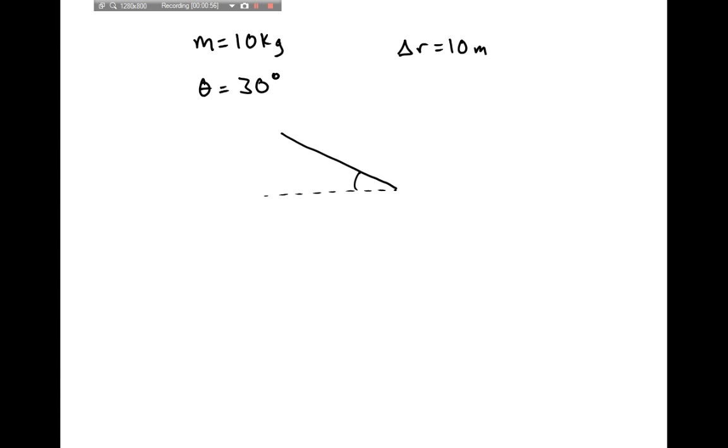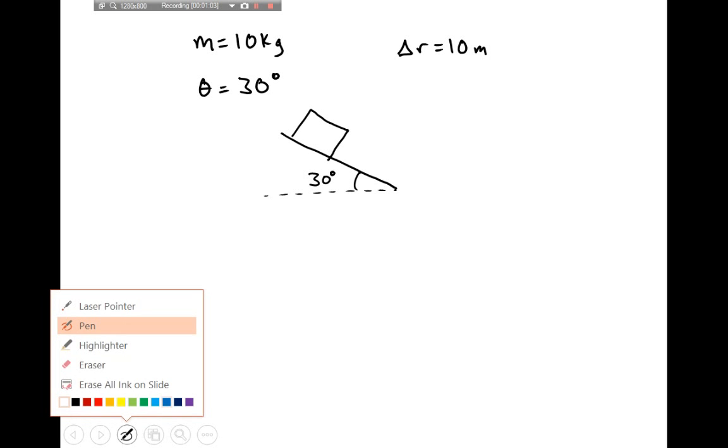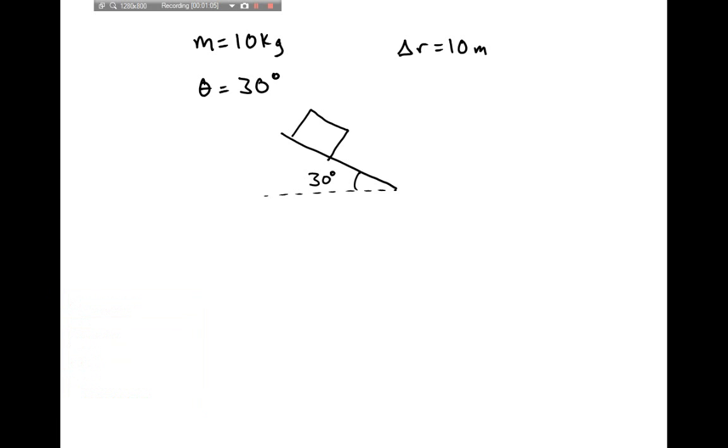So let me go ahead and open up a blank screen. What we were given is that the mass of the box is equal to 10 kilograms, and it's going to slide down the ramp 10 meters, and the angle of the ramp is 30 degrees. So let me draw a picture of what we have here. We have this 30-degree ramp, and we have this box on the ramp. The box is going to slide 10 meters down the ramp, so it's going to go this direction 10 meters.